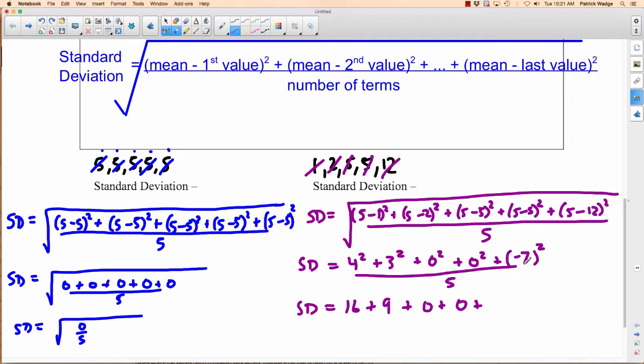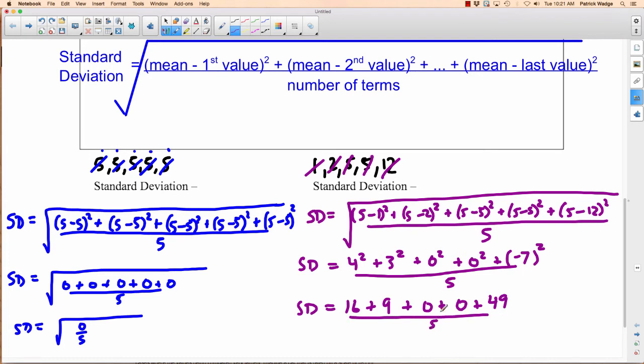positive. In fact, in terms of this squaring step, make sure that there'll never be a negative amount. Because either you're squaring a positive amount like this, which stays positive, or you're squaring a negative amount like this, which will turn into a positive. So you should never get a negative in this step. Negative 7 times negative 7 equals positive 49. And we're going to divide that all by 5.